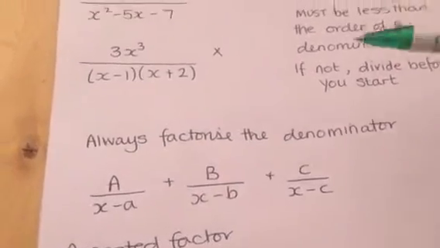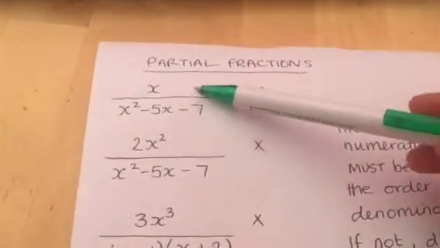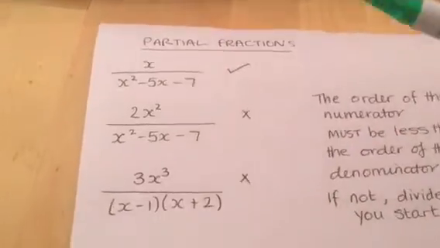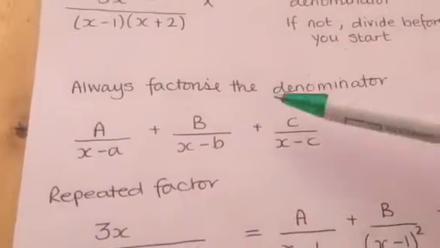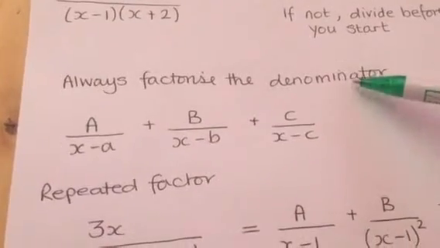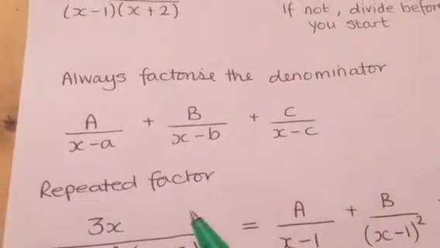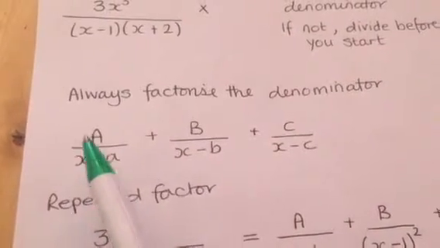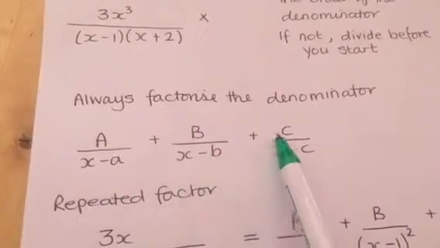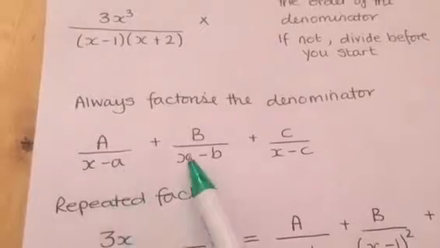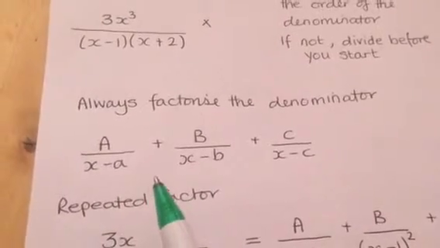Once you've got it so that the order of the numerator is less than the order of the denominator, there are two basic formats that you need. First of all, you always need to factorise the denominator into linear factors. And then it's basically A over x minus a plus B over x minus b, and so on. You will know these values from your factorising.